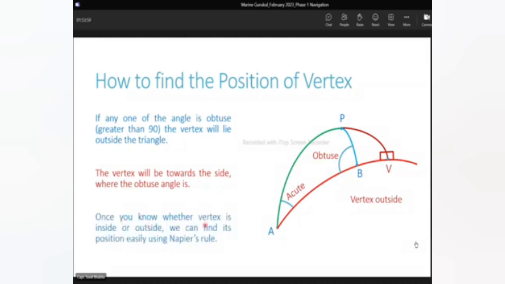Once you know whether the vertex is inside the triangle or outside the triangle, we can now find its position easily using Napier's rule.